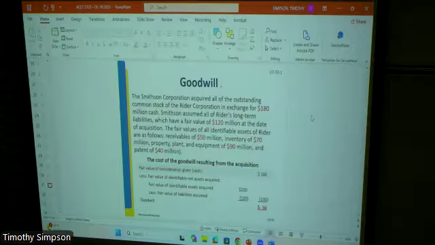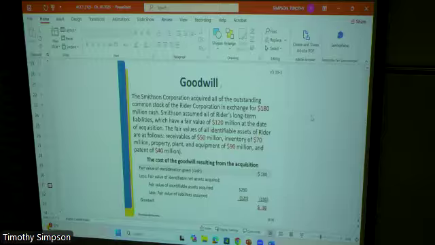The Smithson Corporation acquired all the outstanding stock of the Ryder Corp in exchange for $180 million cash. Smithson assumed all of Ryder's long-term liabilities, which have a fair value of $120 million. Right, that's a pretty big percentage of the total assets acquired. And the fair values of all identifiable assets are as follows: receivables $50 million, inventory $70 million, PP&E $90 million, and a patent of $40 million. So as a result, what's really going on here?